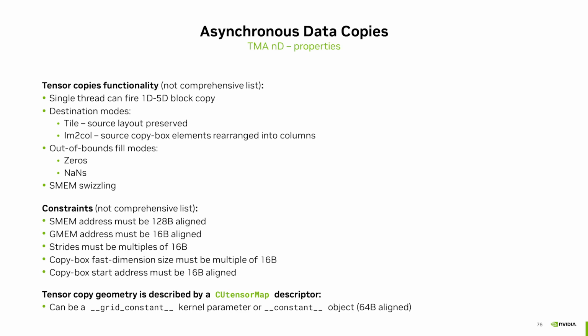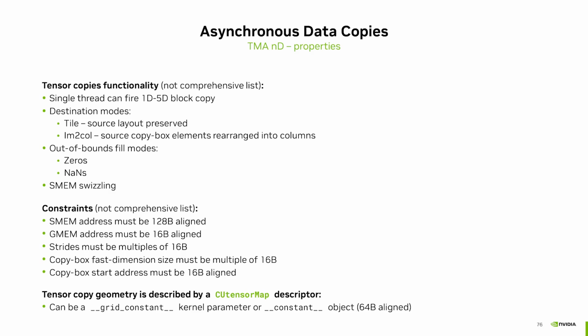So TMA copies come with some restrictions. In particular, the shared memory address has to be 128 bytes aligned. Everything else has to be a multiple of 16 bytes. And in order to copy 5-dimensional geometry, we introduced a so-called cuTensorMap descriptor, which can be passed as a kernel parameter or through constant memory. So let's talk about this descriptor now.